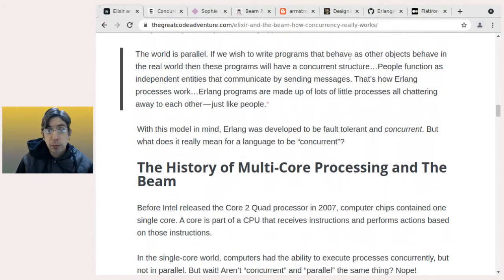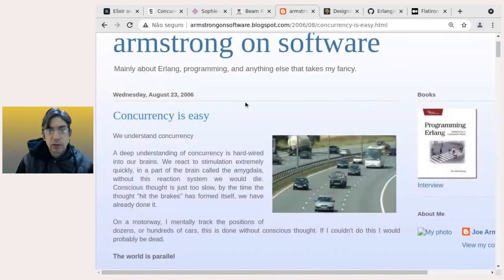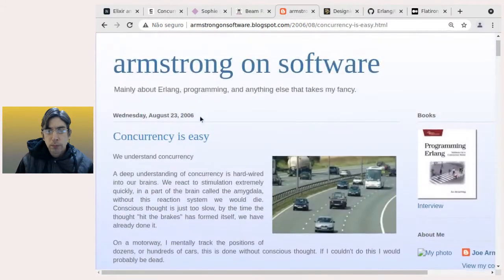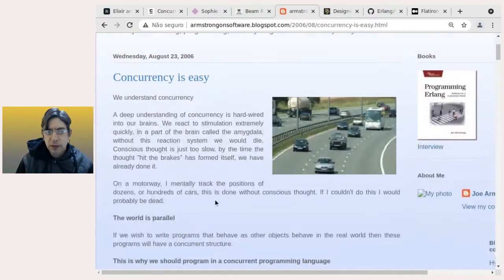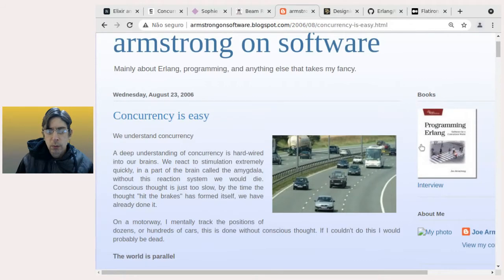If you wish to write programs that behave as other objects behave in the real world, then these programs will have a concurrent structure. People function as independent entities that communicate by sending messages. That's how Erlang processes work. Erlang programs are made up of lots of little processes, all chattering away to each other, just like people. This is from Joe Armstrong's blog, and I believe this part of the text is also in his book, Programming Erlang.